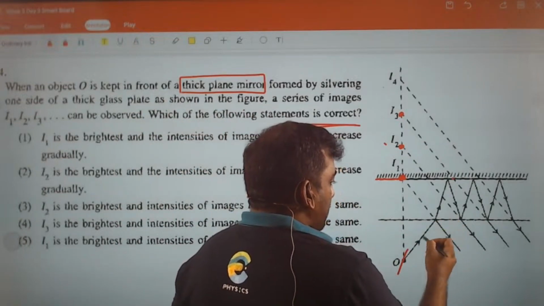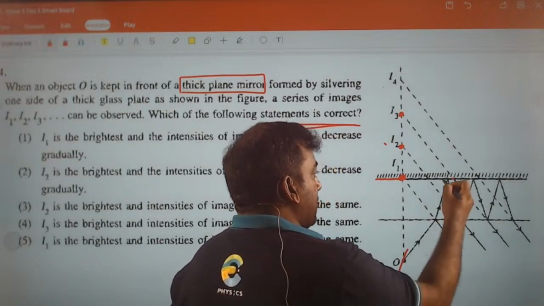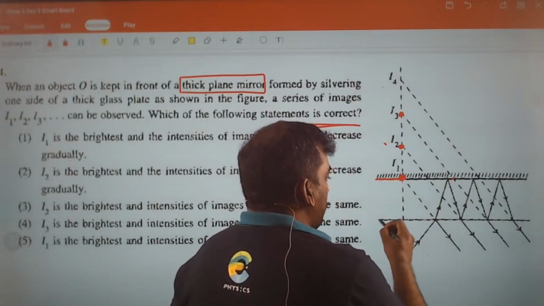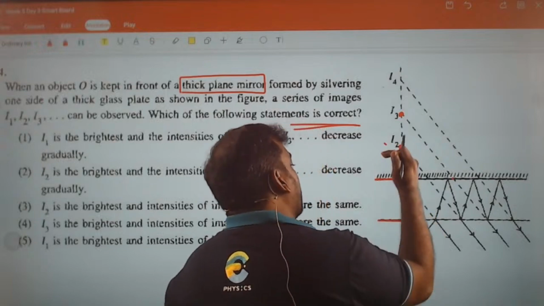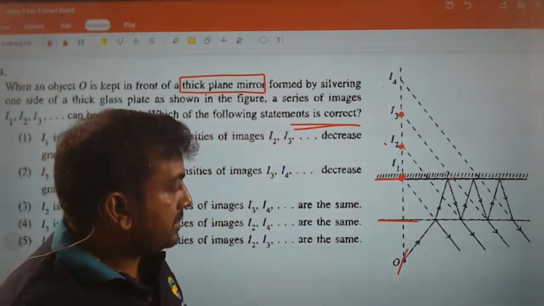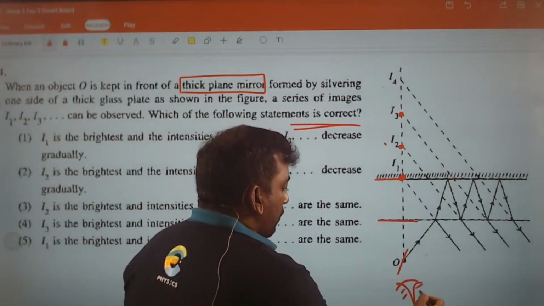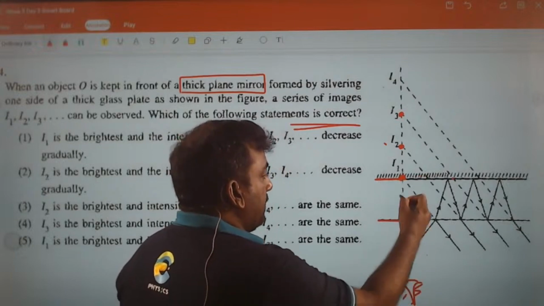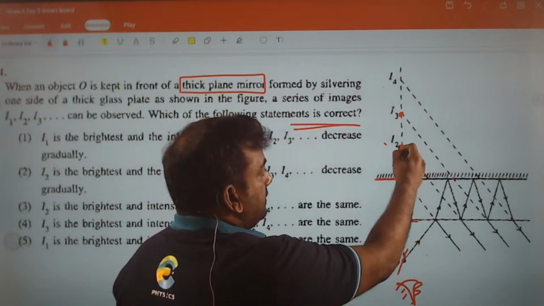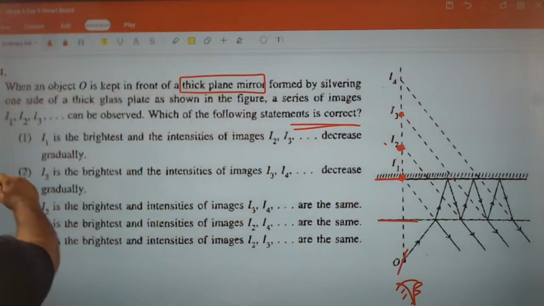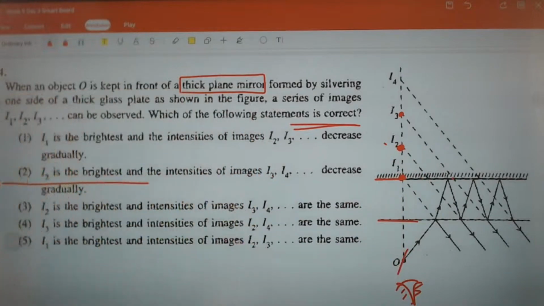So normally what happens is some will reflect, some will refract. So what you will see is the images beyond the glass. Let's say you keep your eye here. What you see is you don't see this, you see the image behind this, somewhere here. So I2 will be the brightest one. Then gradually I3, I4, I5 will start reducing.